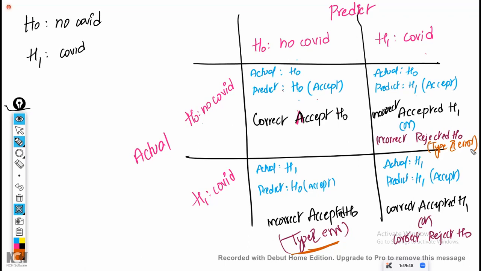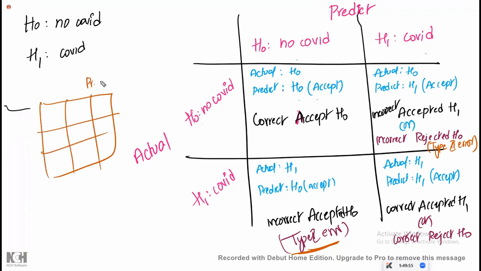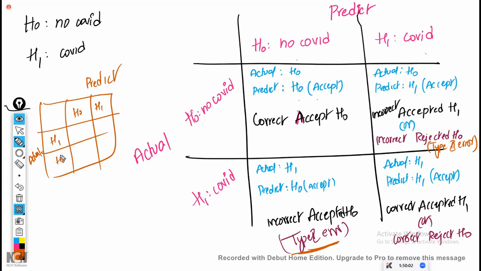Now, if it is clear, take a confusion matrix where this side is predict and this side is actual. This is H0, H1; this is H1, H0. Now fill the 4 values. Which one is correct acceptance of H1? Four options only: correct acceptance of H0, incorrect acceptance of H0, incorrect rejection of H0, correct rejection of H0. I want everything in terms of H0. Fill the 4 values here and tell me which cell is type 1 and which cell is type 2.